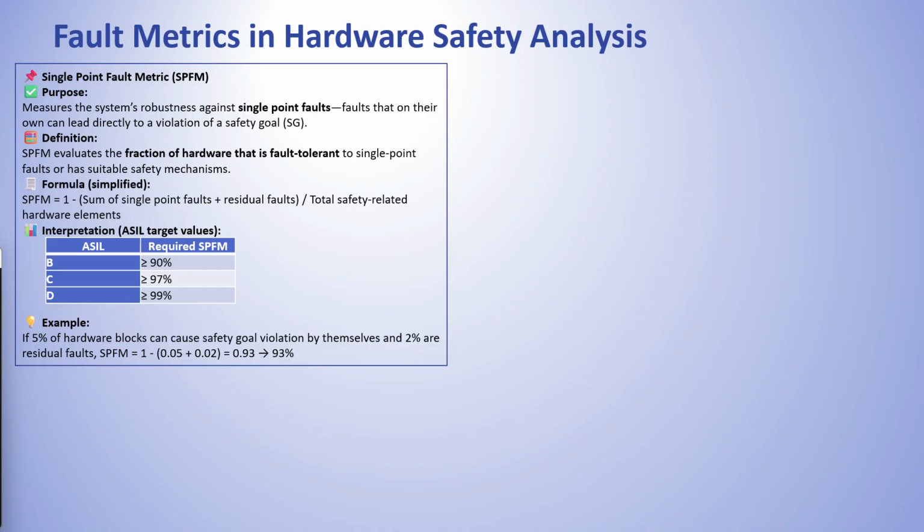First up is SPFM, the single point fault metric. This measures how robust the system is against single point faults. Meaning a fault that all by itself could cause a safety hazard. Precisely. A single failure that directly leads to violating a safety goal. SPFM tells you how well your design prevents that, either by being inherently safe or by detecting and controlling the fault immediately. The targets are demanding. For ASIL D, you need 99% SPFM. That's incredibly high. For ASIL C, it's 97%, and for ASIL B, 90%. Wow, 99%. Okay.